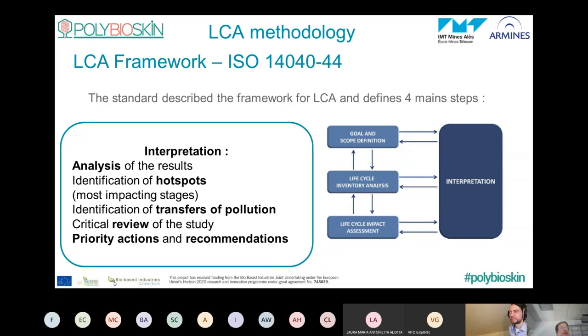So I continue. The interpretation is the last stage. Analysis of the results, so identification of the hotspots and the transfers of pollution, and at the end there is a critical review of the study, and it entails priority actions and recommendations.